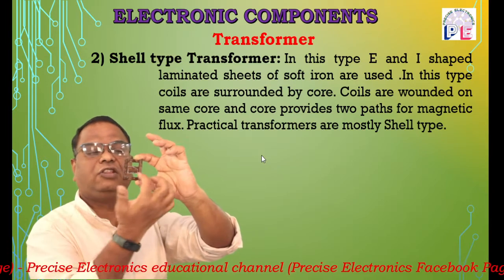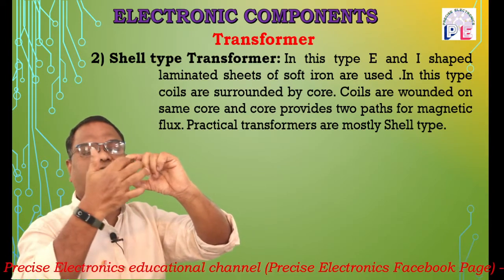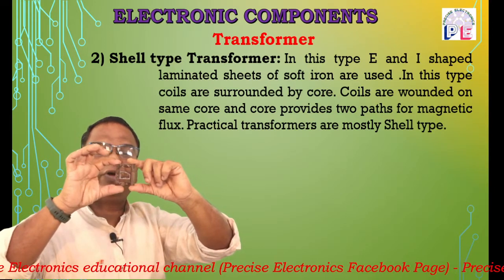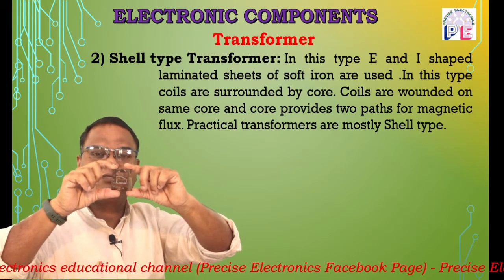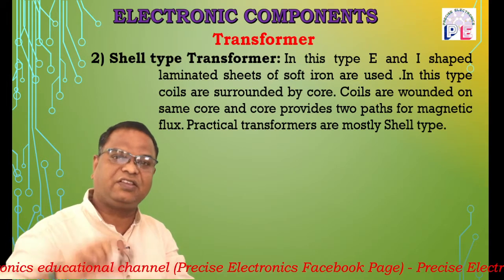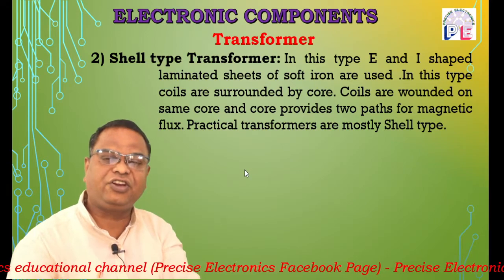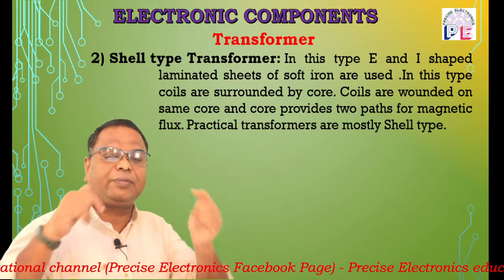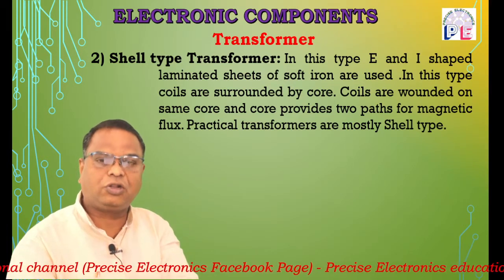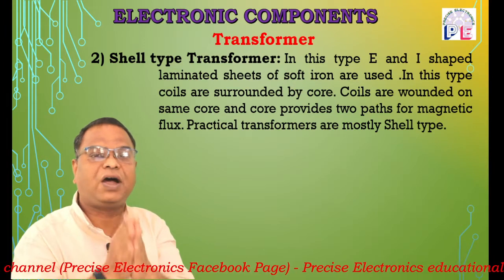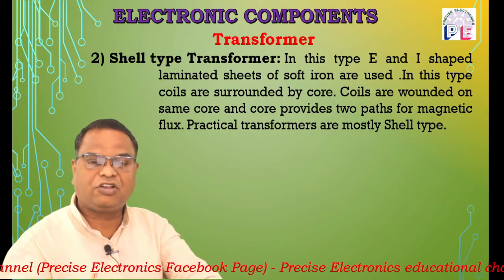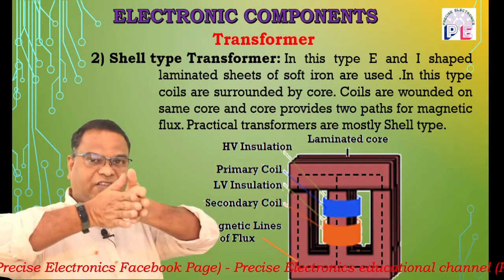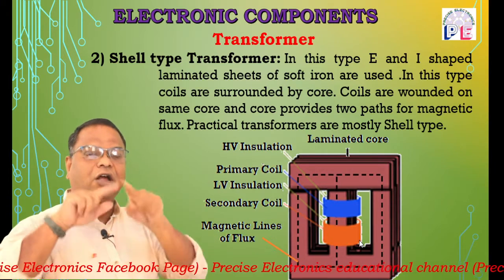And in this case, there are two paths. This is one path, and this is the second path. So this core provides two paths for magnetic flux line. So that is shell type transformer. In this case, E and I shape laminated sheets of soft iron are used. Once again, the coil gets surrounded by the core, and the core provides two different paths for magnetic flux line. The construction diagram is going to be displayed on your screen. From it, it is clear that the coils are at the center place and the core is at the outer side.